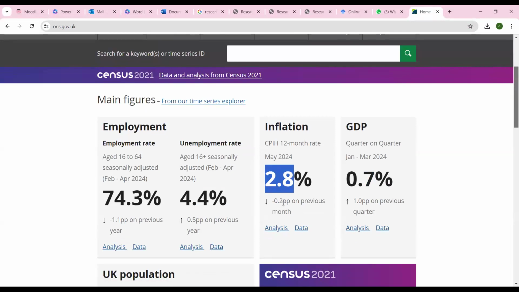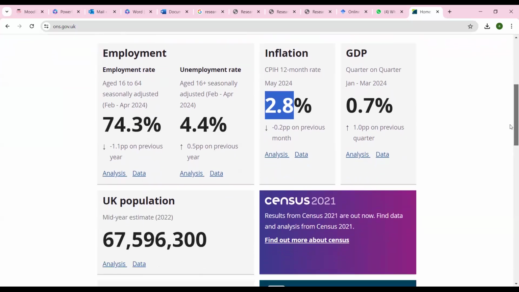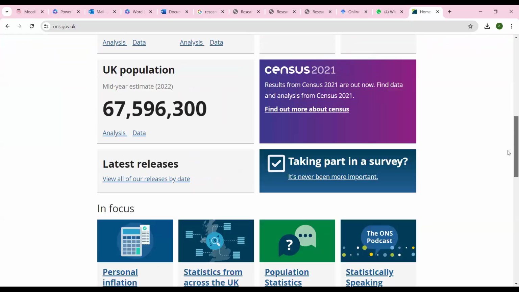At the moment, the basic interest rate is 5.25% in the UK. So the government is thinking of dropping it because the inflation was high. They increased the interest rate to control economic activity, and ultimately the inflation dropped from 10 to 2.8, which is a good sign for any country. The unemployment rate is 4.4%, and 74.3% is the employment rate. The rest are people who don't want to work, are inactive, and that can be another discussion.